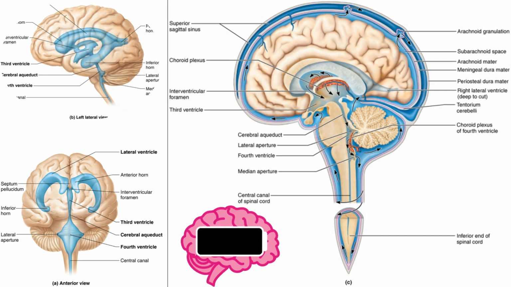The ventricles are a connected system of four hollow spaces within the brain, filled with cerebrospinal fluid, or CSF. This fluid is constantly produced by the choroid plexus found within these cavities. The journey begins in the two lateral ventricles, flowing through the interventricular foramen into the third ventricle. From there, it travels through the cerebral aqueduct into the fourth ventricle.